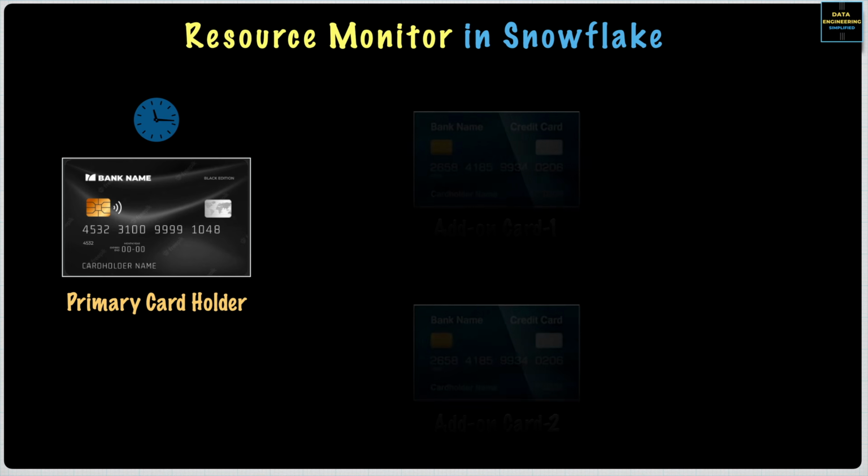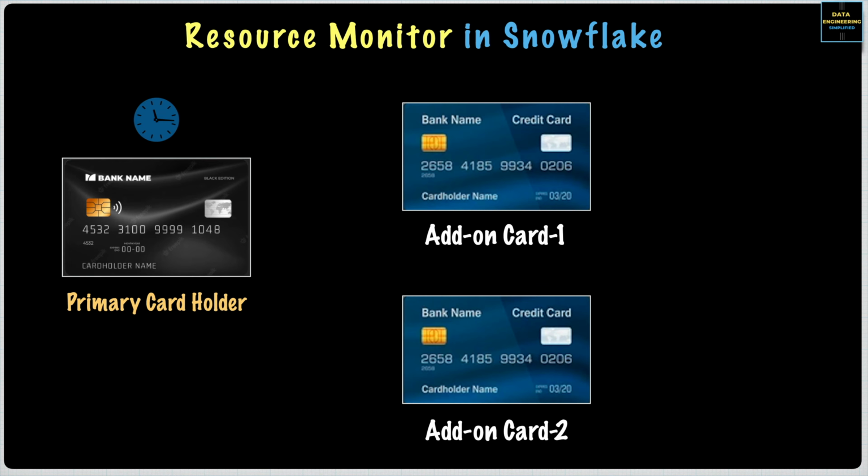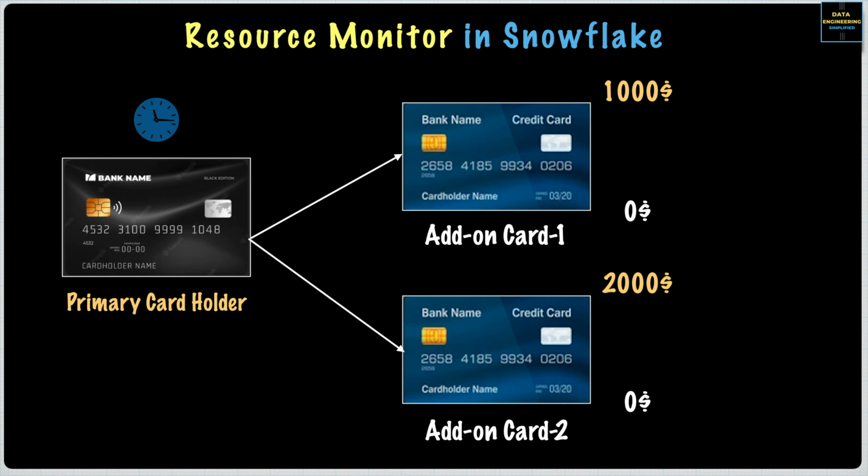We can also have add-on cards issued to our family members, and we can set the spend limit on each of these individual add-on cards. During the billing cycle, if total spend reaches a threshold, the credit card will not allow those individuals to spend any more money. Credit card and monthly cycle help us to control our spending habit when it comes to credit cards.